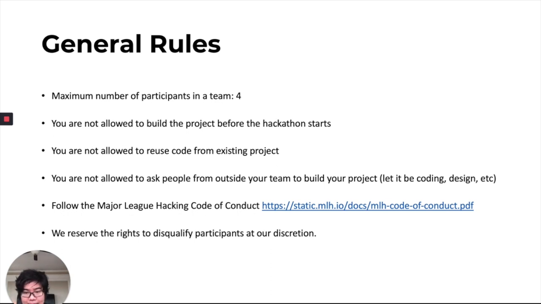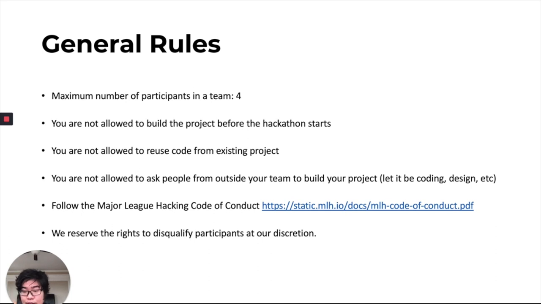Also important, please follow the Major League Hacking Code of Conduct. You can find a link here, or you can find it also on our website. We want to make Garuda Hacks a safe space and a creative space for people to innovate, and we want to make sure that everyone is respecting each other, and this code of conduct is something that will allow us to do those kinds of things if followed properly.